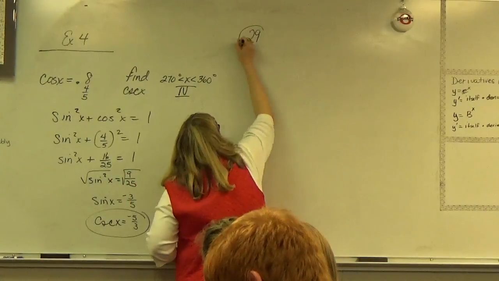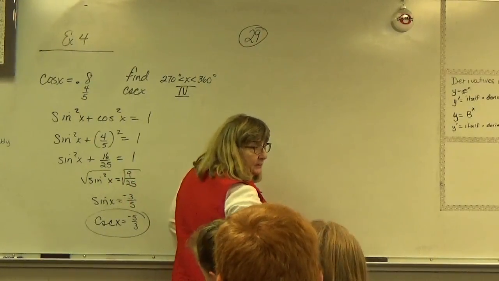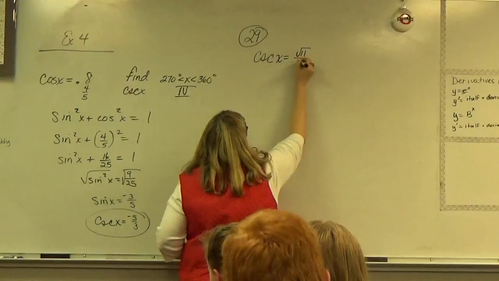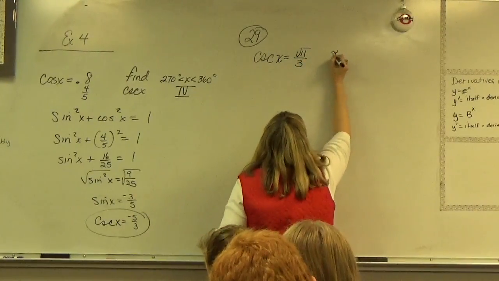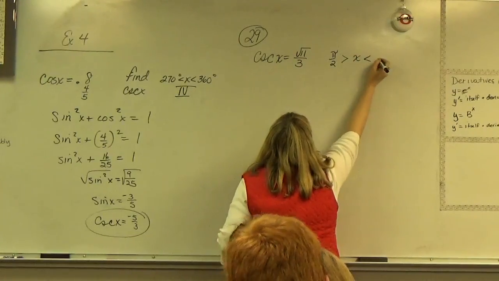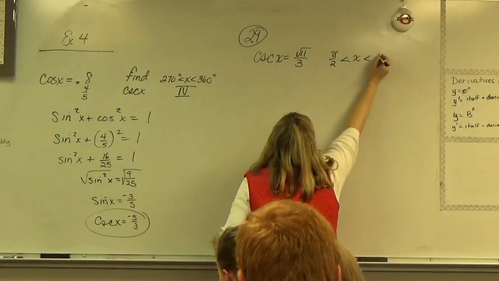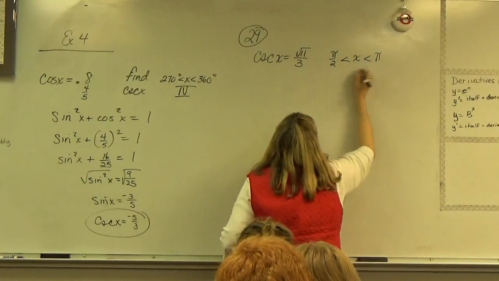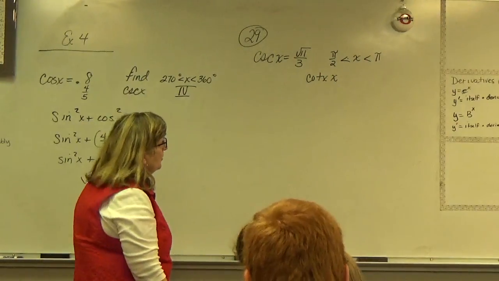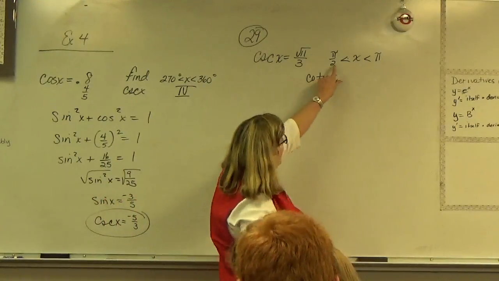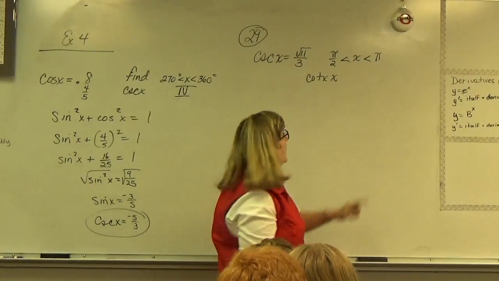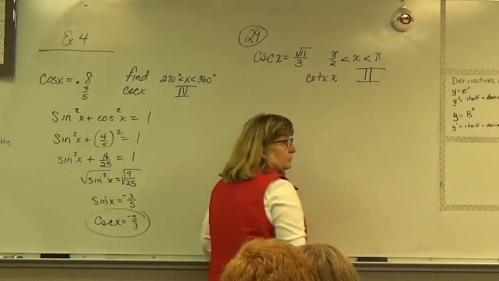Number 29. So we're going to read what it asks us and what's given to us. Cosecant of x equals square root of 11 over 3, and x is greater than pi over 2 and less than pi, and then find cotangent. And I'm using x instead of theta. Okay, what quadrant are we in? Isn't that 90 degrees and that's 180, right, when you change from radians to degrees? So what quadrant is that? Second. So remember, we're in the second quadrant.